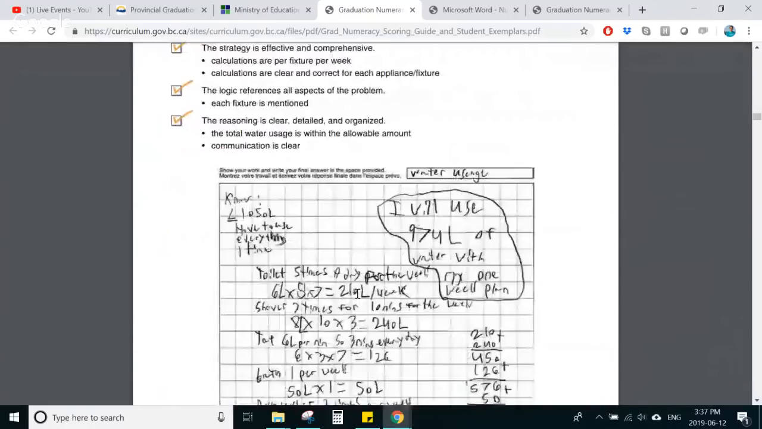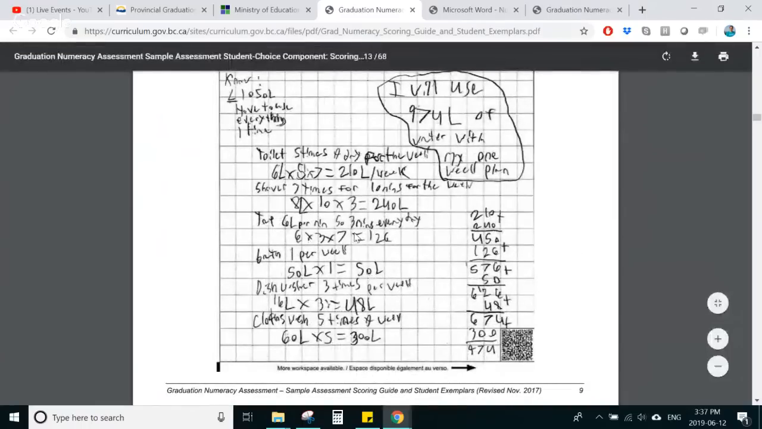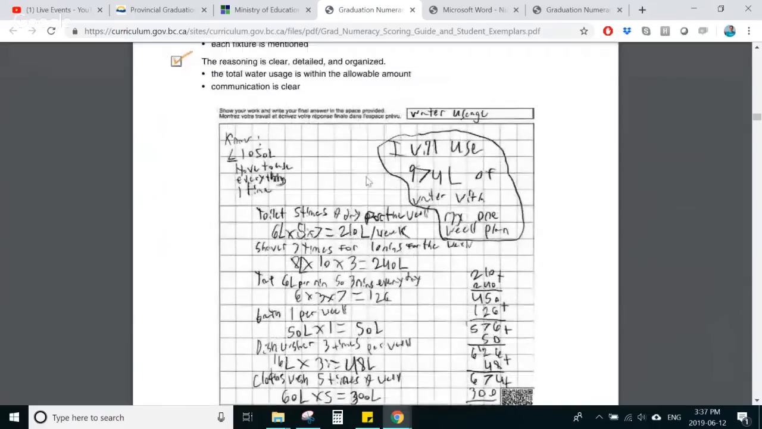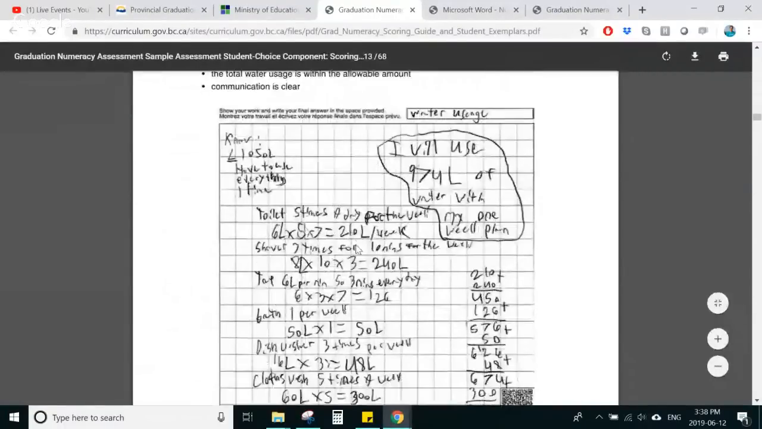Here's another person. Wow, that looks really messy. Just because it's messy doesn't mean it's worth less than a 4. Okay, just because it's difficult to read doesn't mean it's less than a 4. This person has broken down each of the appliances on a per week basis and has said how much water they're going to use and how many times they're going to use each appliance. They've added up all the totals. They've showed their work, showed their calculations, so they'll get 100% for this, or 4 out of 4.